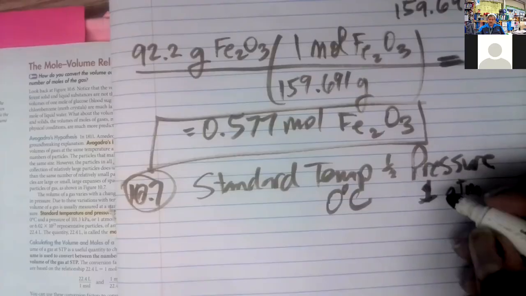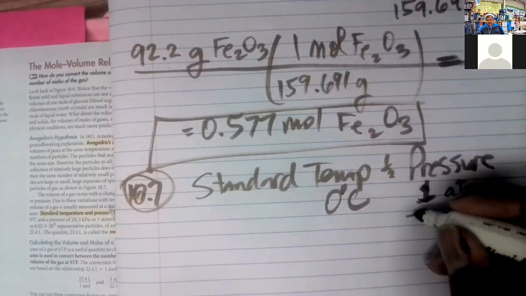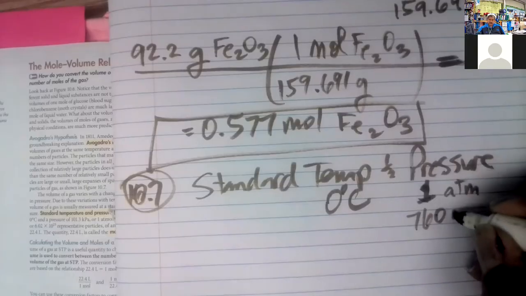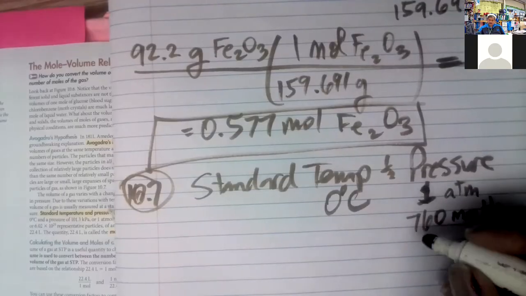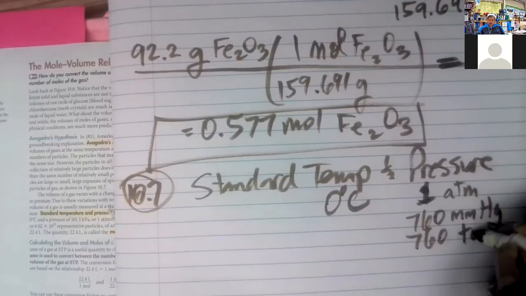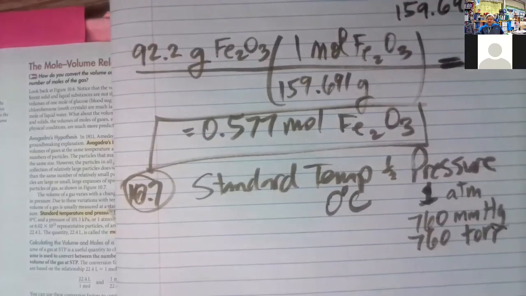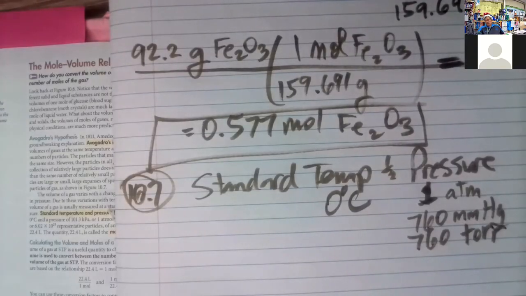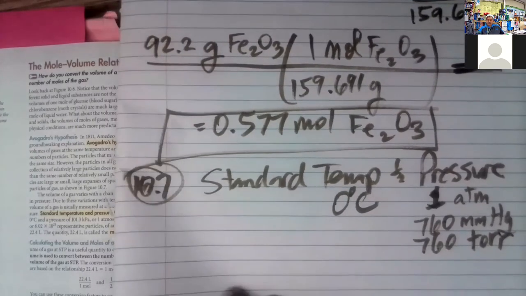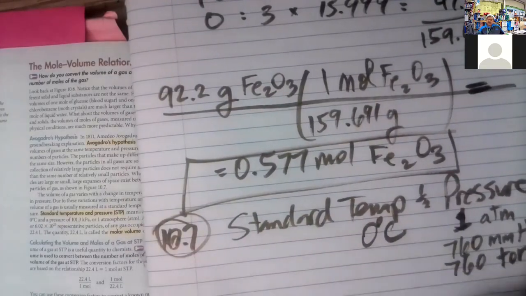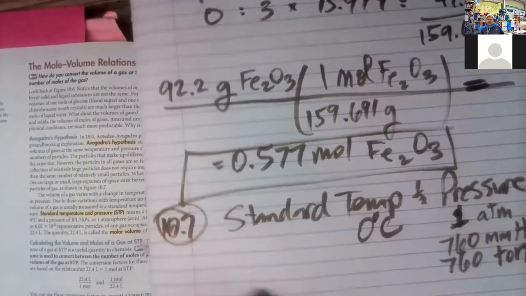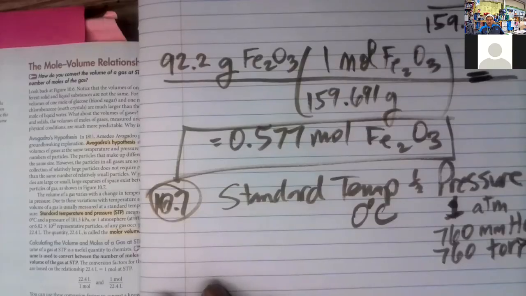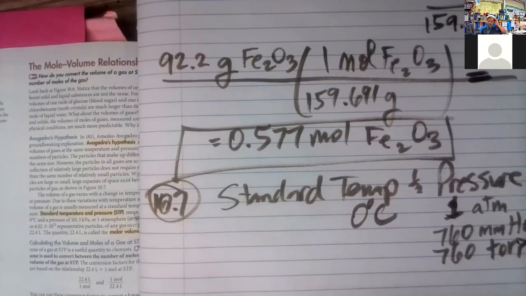An atmosphere is also known as 760 millimeters of mercury. Instead of saying millimeters of mercury, sometimes we say it's a torr. Those are other ways to measure pressure. Okay. All right. So this is just saying that we're measuring it at a standardized temperature and pressure, so we can use those numbers because those numbers won't be changing.